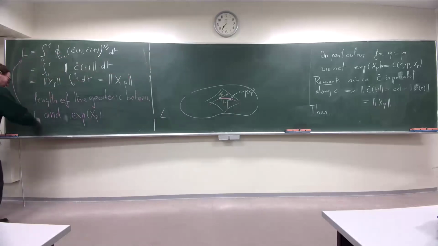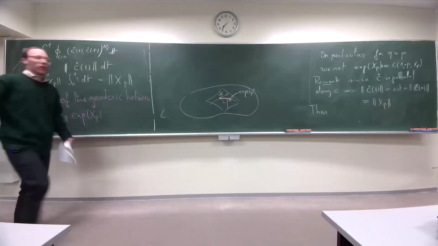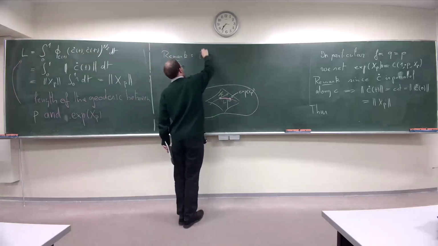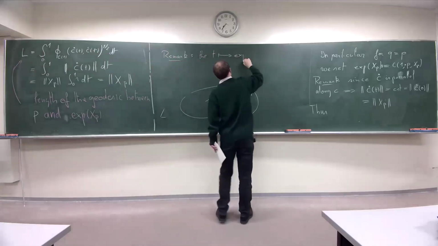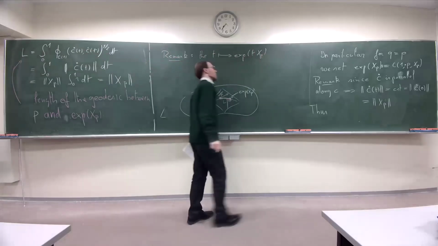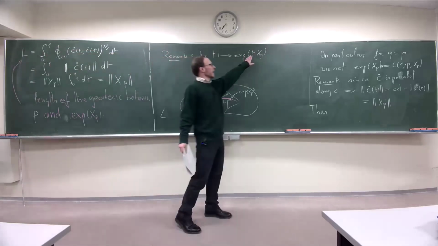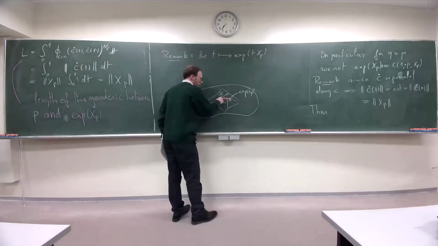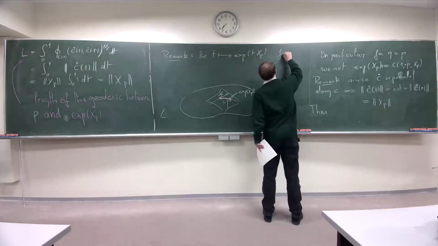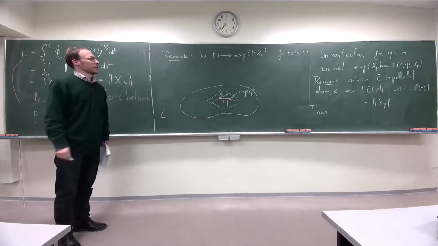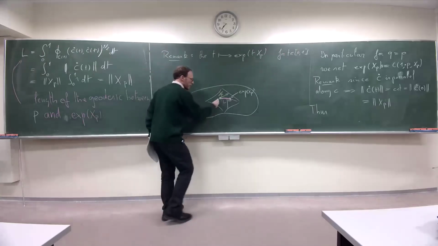Between P, sorry, I forgot P. Initial point P and this exponential of XP. We prove it. This length is this. And now it's related to the rescaling remark. The map T goes to X of TXP. I can define this because the tangent space is a vector space, so I can rescale it. So if I rescale XP for T between 0 and 1, what you get is all these points.